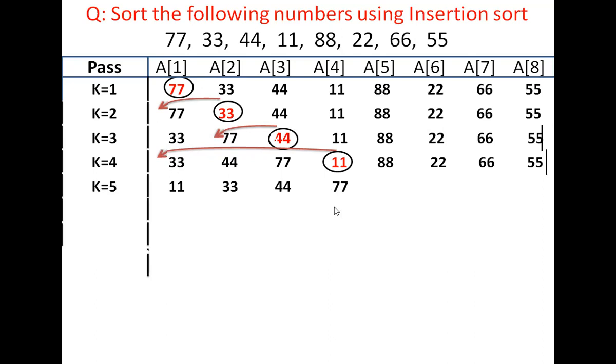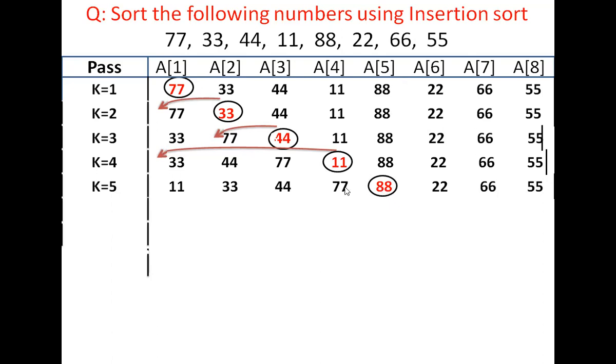Next step, K is equal to 5 indicates step 5. So you copy the remaining elements as they are here. Then identify the element to be sorted. Since K is equal to 5, A of 5 is the element to be sorted. Circle this element. What is the number in A of 5? 88. So you circle 88. Now this is the number to be sorted.